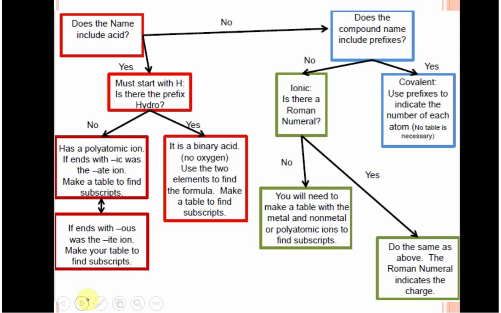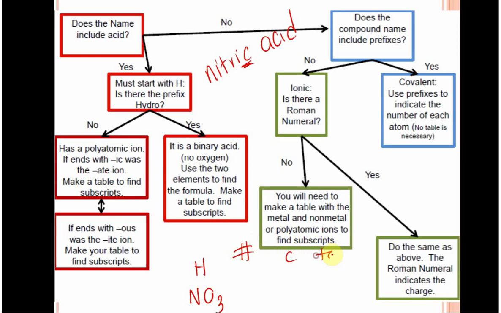You also have this flow chart where if you are given a name, let's go with nitric acid, why not? Does the name include acid? Here it does, so it's got to start with an H. Is there hydro? No. So then it's got to be a polyatomic ion. The fact that this ends with ic means it came from nitrate, the ate ion. So it's going to be NO3. Number, charge, total. We know that H has a charge of plus one, nitrate has a charge of one minus. These already balance, so you just need one of each to get that charge to cancel. And so we have HNO3.